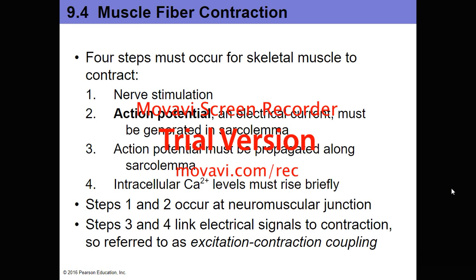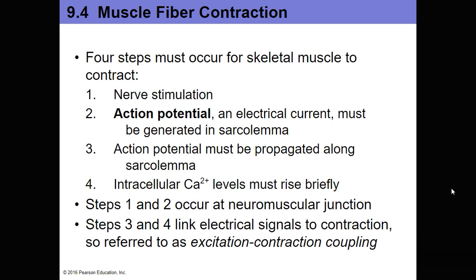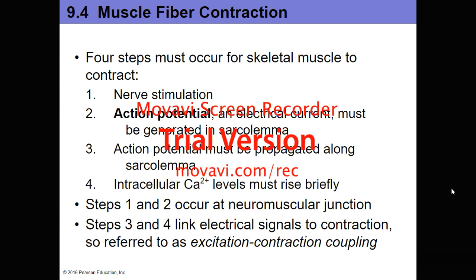Good afternoon, class. This is the second online lecture on the structure and function of muscle cells and muscle tissue. So today we're going to talk about the four steps that have to occur for skeletal muscle to contract.